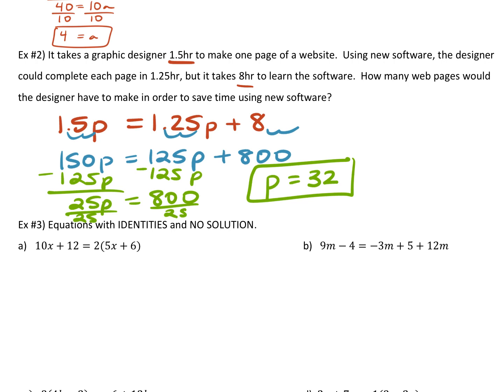So you break even at 32, which means in order to do better on the new software, you would have to do more than 32 pages. Or you could say 33 pages or more would be fine. But 32 pages is not benefiting you with the new software yet. The new software would benefit you once you're past that 32. Okay.